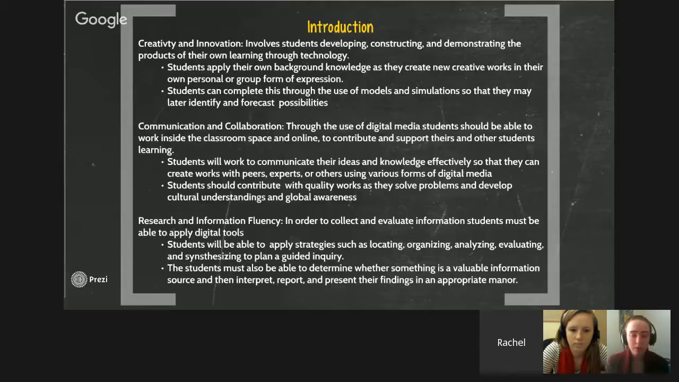This is basically encouraging kind of what Allie touched on: you don't just want to throw in technology just for the sake of throwing it in. You want to make sure that they're able to apply various strategies such as locating, organizing, analyzing, evaluating, and synthesizing. And then that requires the students to plan their own inquiry. How are they going to find the information? And then they also must be able to determine whether something is a valuable source, and then interpret, report, and present those findings in an appropriate manner.